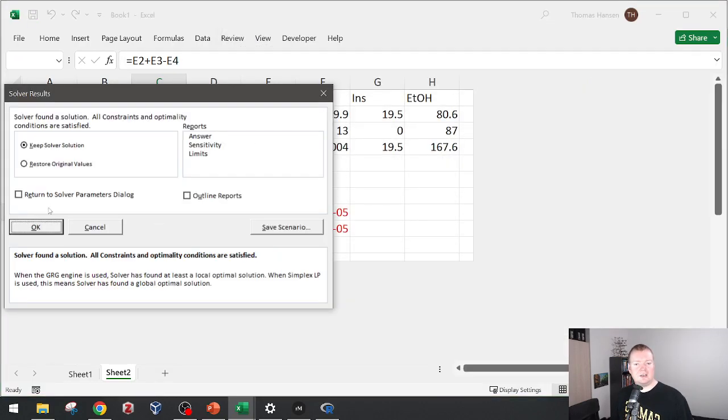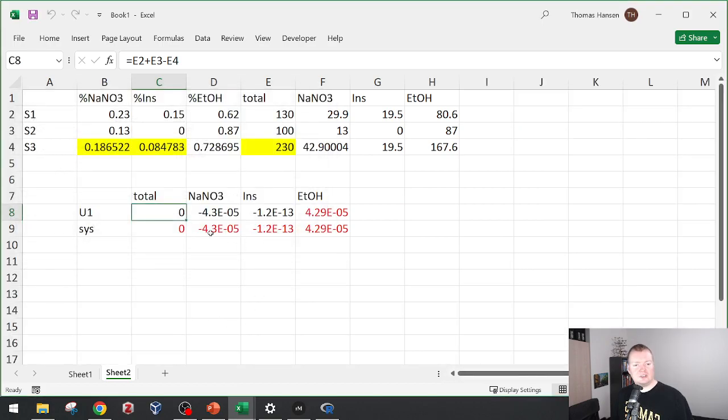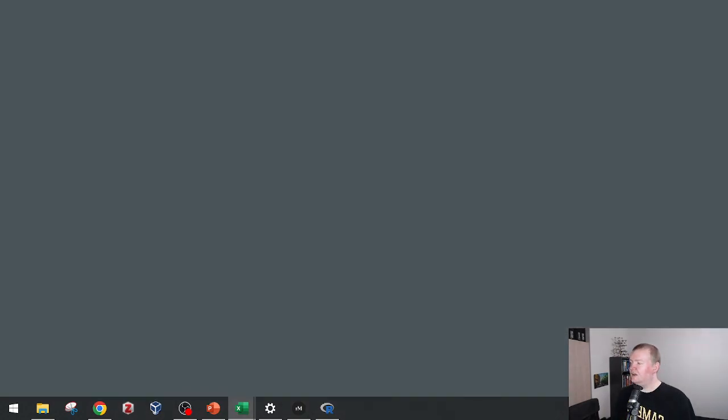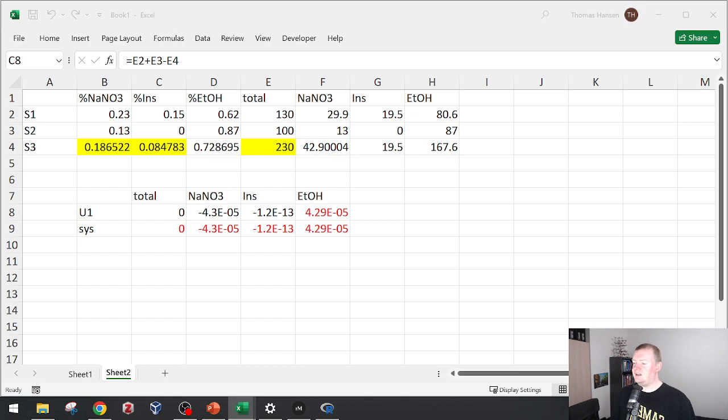With a bit of luck, Excel finds a solution, and we can see everything seems to be balanced. Actually, let me just check. I did make these ahead of schedule. So where do I have the correct one? Oh dear, I must have mixed something up. Why is it? Hang on. Here we go. 230. Yes, everything checks out.